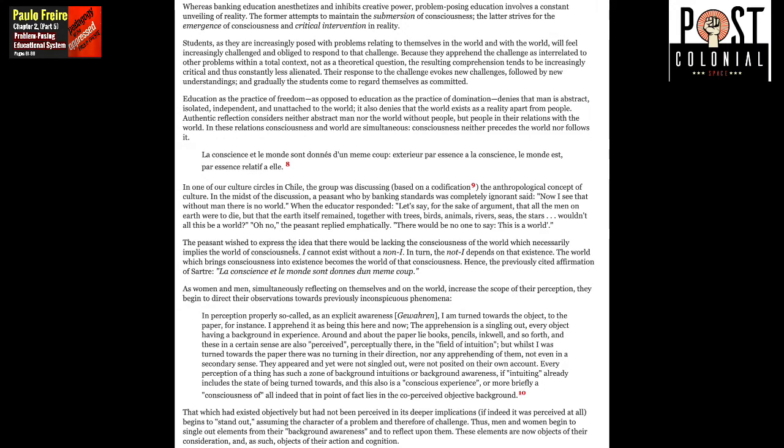The peasant wished to express the idea that there would be lacking the consciousness of the world, which necessarily implies the world of consciousness. I cannot exist without a not-I. In turn, the not-I depends on that existence. The world which brings consciousness into existence becomes the world of that consciousness. Hence the previously cited affirmation of Sartre: Consciousness and the world are given at one and the same time.